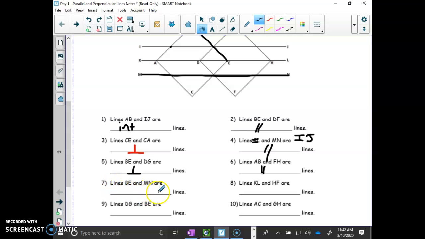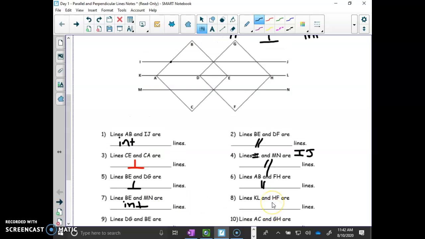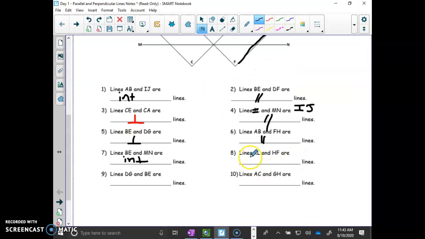Lines BE and MN are intersecting lines. How about KL with HF? There's KL, there's HF. They are intersecting lines.